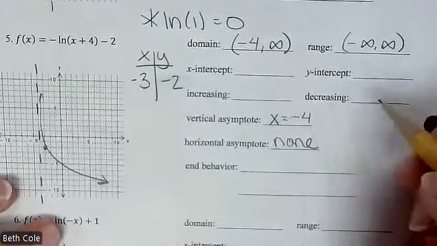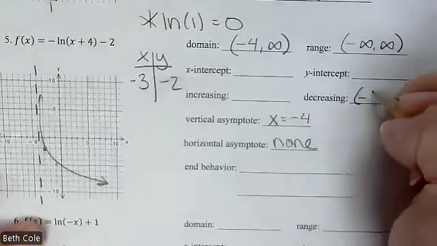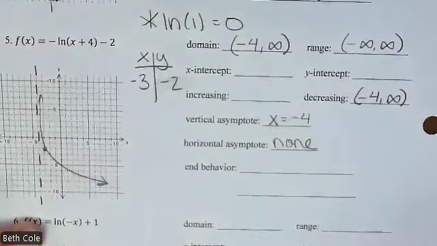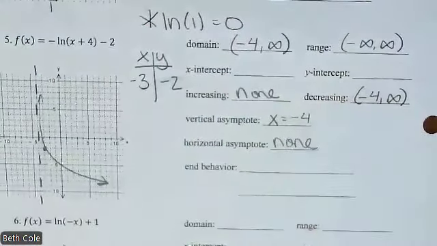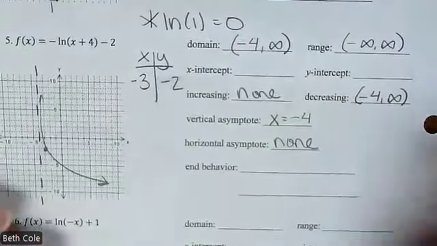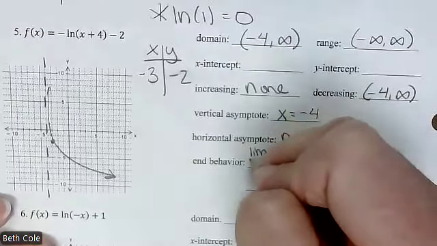Okay, so good, it's decreasing, so copy over your domain for decreasing. Increasing will be none. Again, I'm going to come back to this. I always save the hardest thing for last. And then your end behavior.